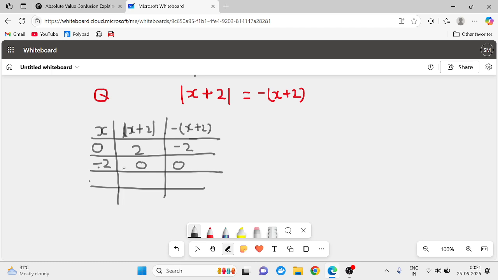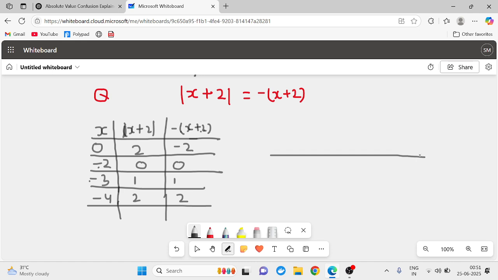So I'll put a negative value, say minus 3. So this will be 1. This also will be 1 because minus 3 plus 2 is minus 1. Negative of negative is positive. So lesser the value than minus 2, it works out the best. So if I put minus 4, again look at it, this will be 2, this will be 2.